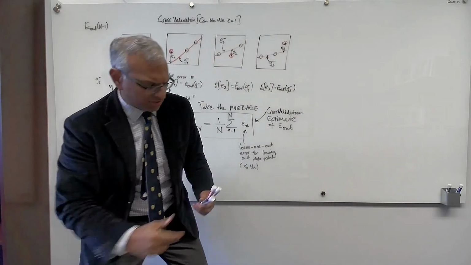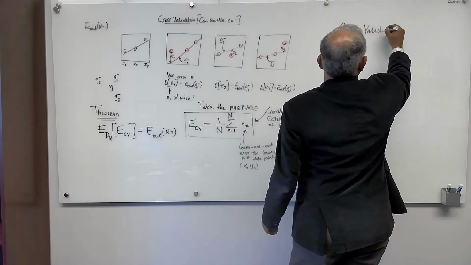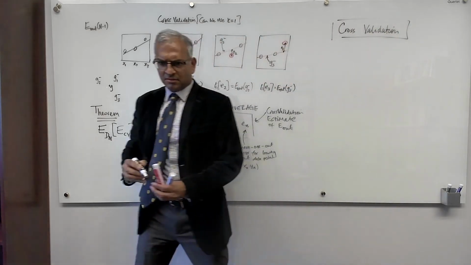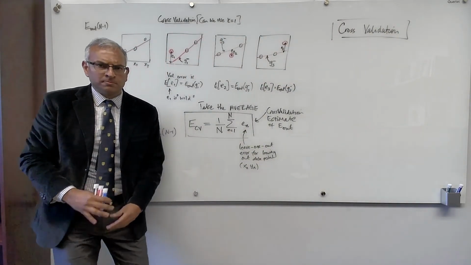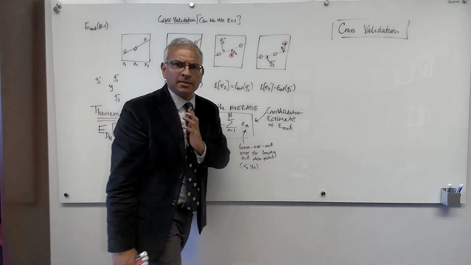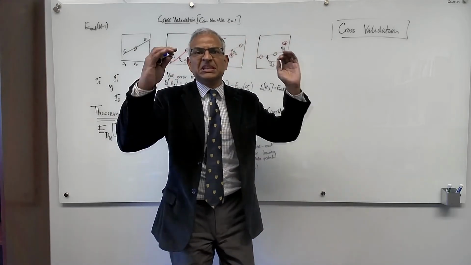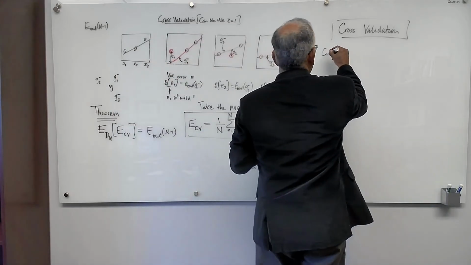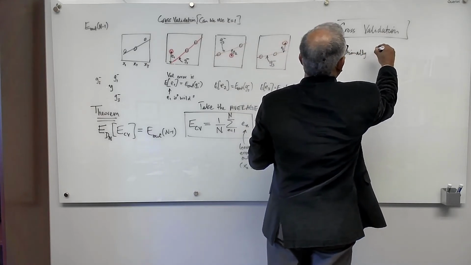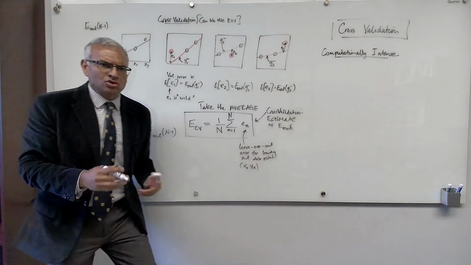Okay, so let me tell you what's going on there. So cross-validation, that is what you should do. And if the stakes are very, very high, then that is what you should do. The problem is it is computationally intense. Okay. So let me show you what's going on here.